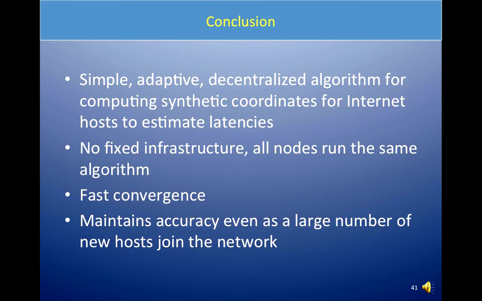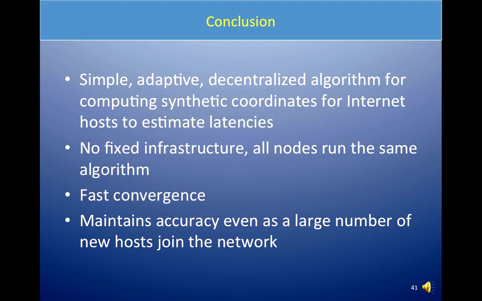So the conclusion: we have seen that it's a very simple algorithm. It just calculates the error or the restorative force, and it's adaptive. We have seen that, right? Basically, it's an adaptive time step. It calculates that based on the remote error and the local error, and it's a decentralized algorithm. It runs on all the nodes so that the nodes accurately move and converge to a certain position, so that we can map the distances to the RTT.